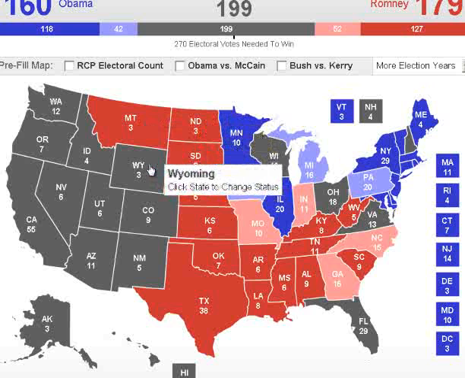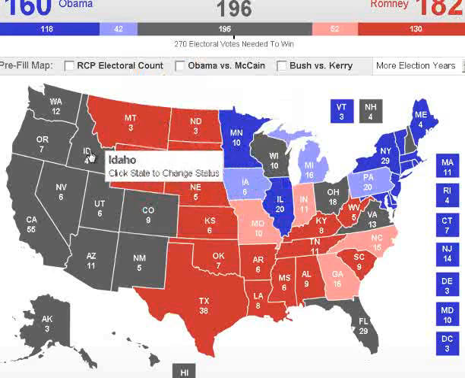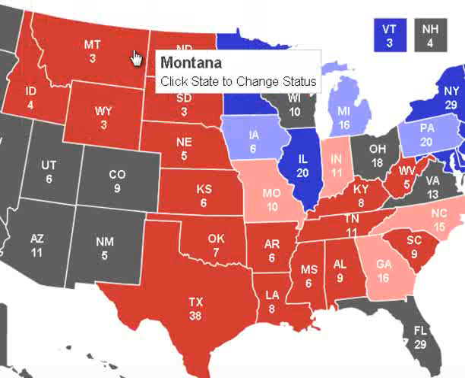Wyoming is rarely competitive. We're going to use it as likely Romney. Idaho is pretty much non-competitive as well. It will be likely Romney.